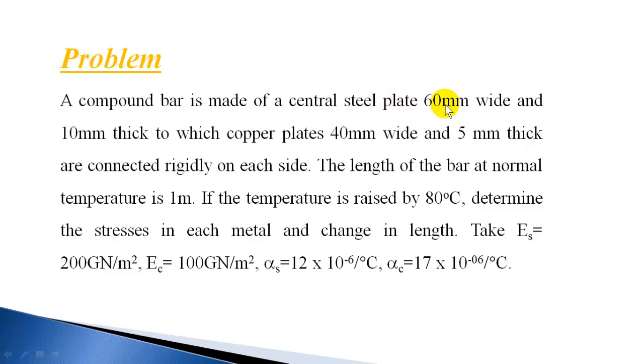So that's a steel plate 60 mm wide and 10 mm thick, and to this steel plate copper plates of 40 mm wide and 5 mm thick are connected on either side. So there are two copper plates, top and bottom of the steel plate. The length of the bar at normal temperature is 1 meter.